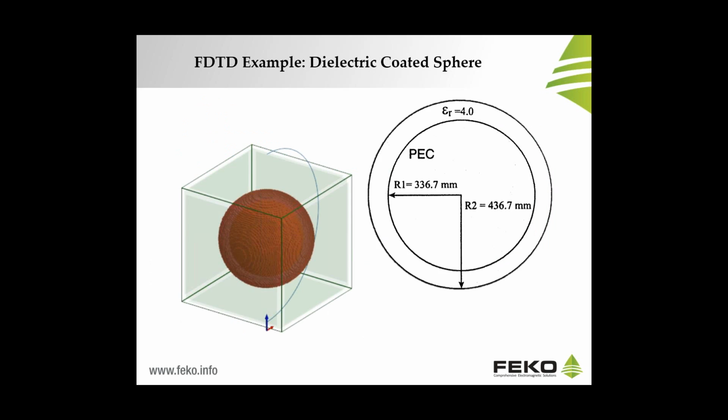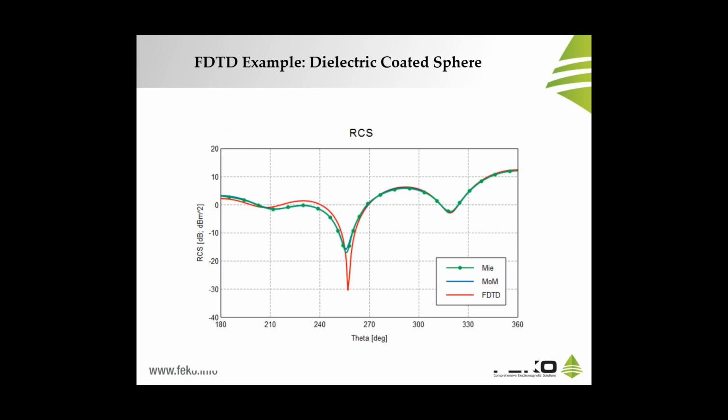The second example we have prepared is also related to a sphere, but in this case it's a PEC sphere coated with a dielectric coating with a permittivity of 4.0. We also want to compute the radar cross-section, and in this graph you have three curves of the RCS, in red for FDTD, in blue for method of moments, and in green for MLFMM. And you can also see that for this problem there is a nice agreement despite this null that we are seeing here for FDTD.